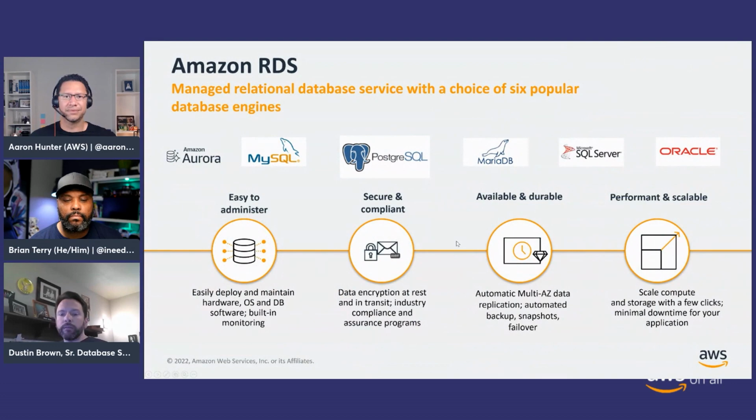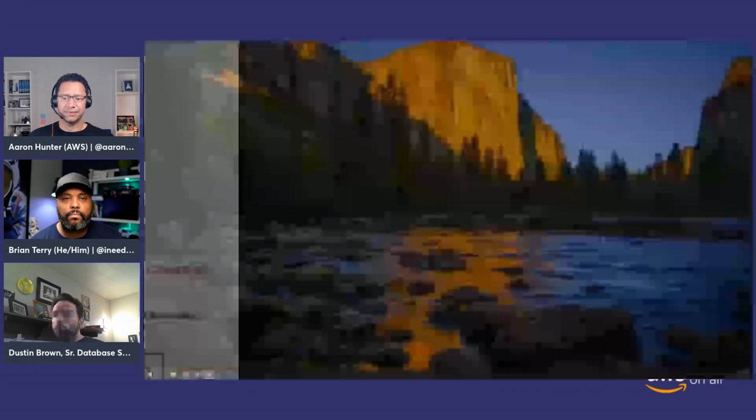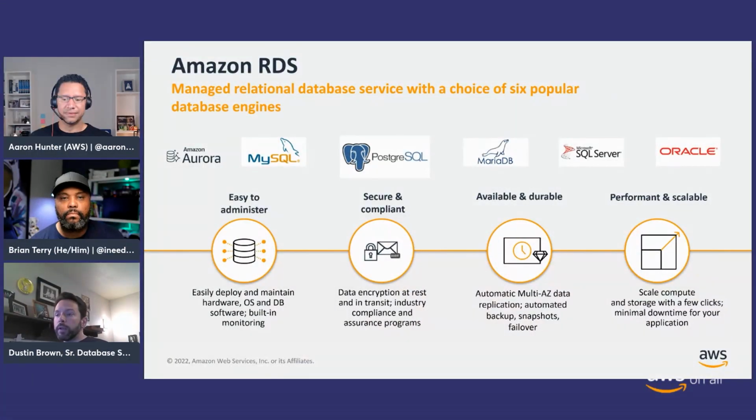And so many of you on the call are very familiar with Amazon RDS, otherwise known as Relational Database Service. It's a managed relational database service with a choice of 6 popular engines. When you're going to choose a database engine, the typical DBA these days would like to have it easy to administer, be secure and compliant, available and durable, performant and scalable. And that was the idea when RDS came about.